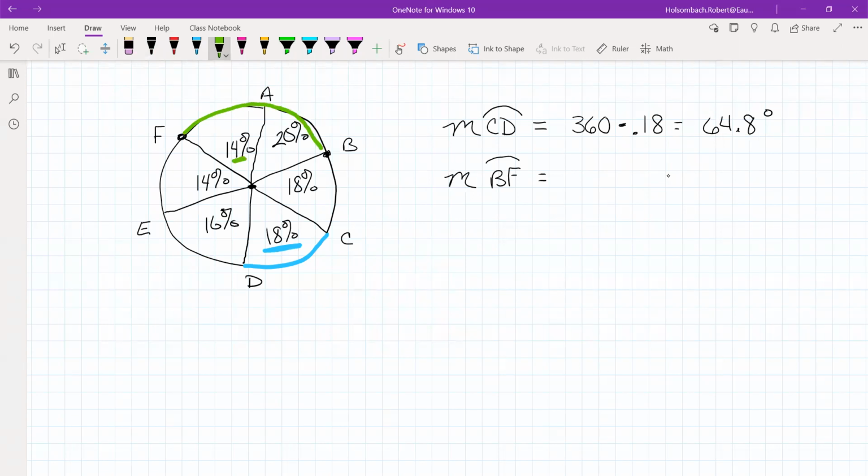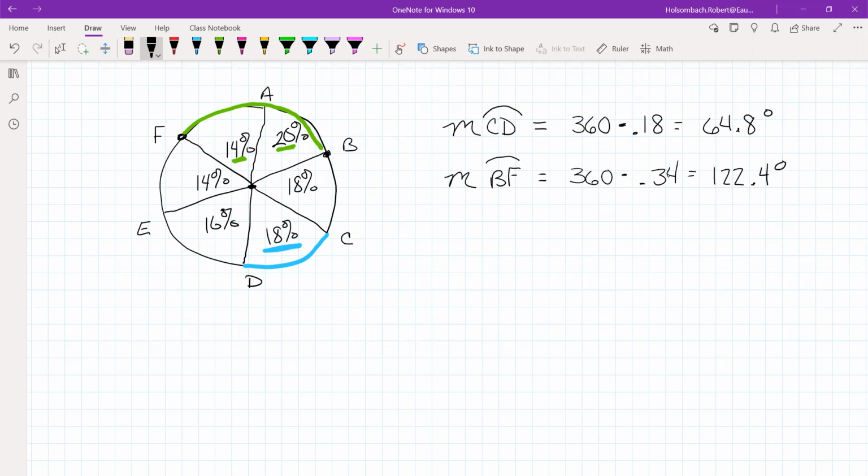So we take the sum of the two percentages. So in this case, we're going to take 360 and we're going to multiply it by 0.34. All right, because 14% plus 20% is 34%. So 360 times 0.34, 122.4. Now we're in degrees, okay? Arc BF measures 122.4 degrees. Everybody okay with that?